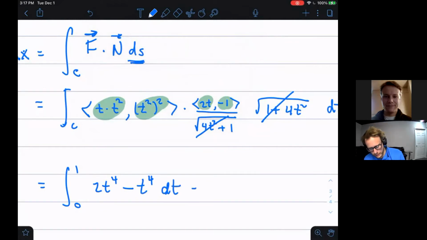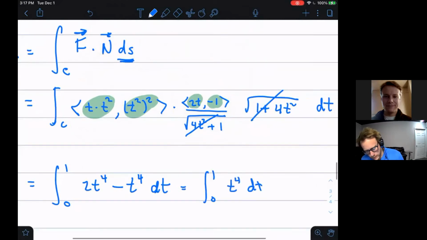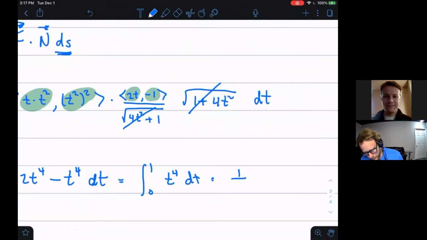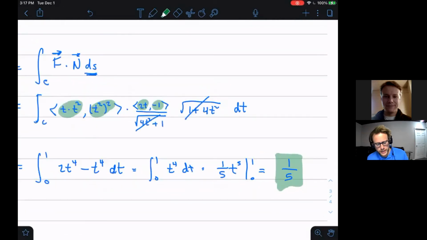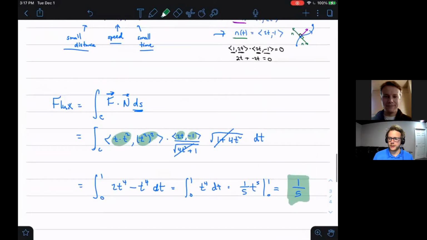And so, of course, we get a little bit of cancellation, and we are just integrating from 0 to 1, t to the fourth. When we integrate this, we get 1/5 t to the 5th, plug in 0, plug in 1, and we just get the final answer of 1/5. So that's the result for this particular piece.